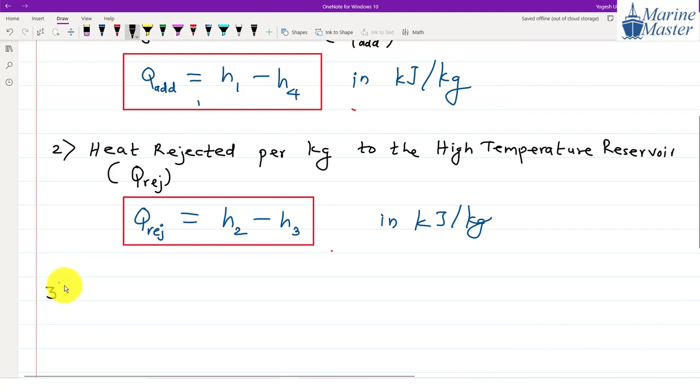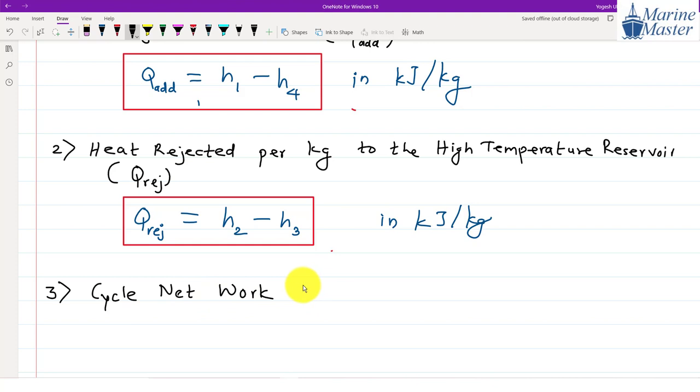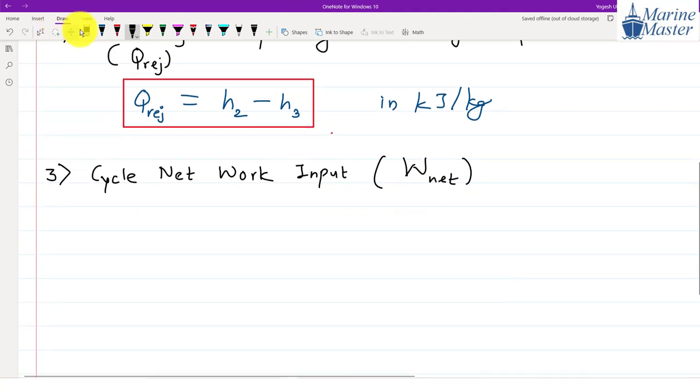Now point number 3, guys. COP. Point number 3 is what? Cycle net work input. That will be W net, guys. And this W net will be equal to what?